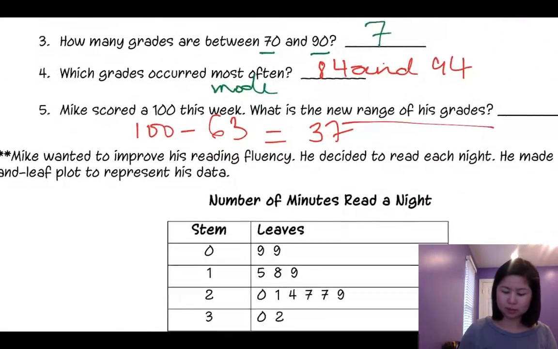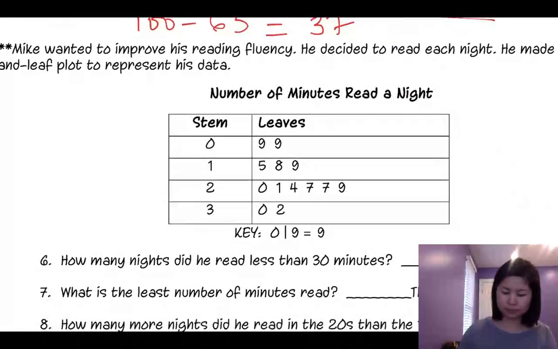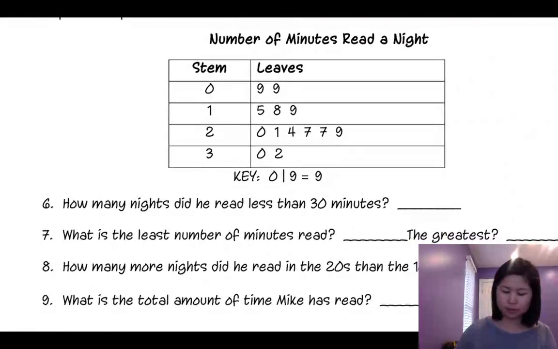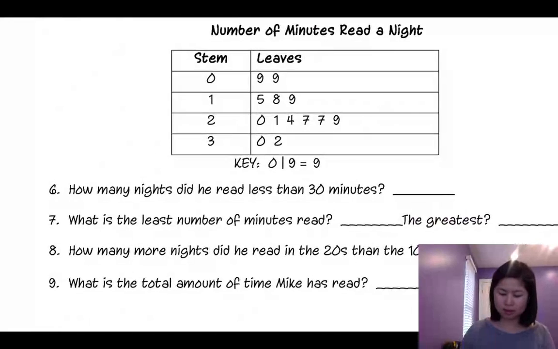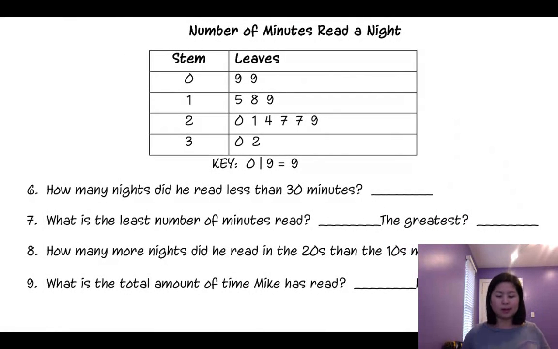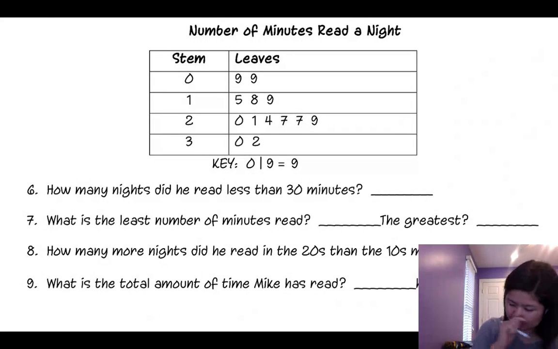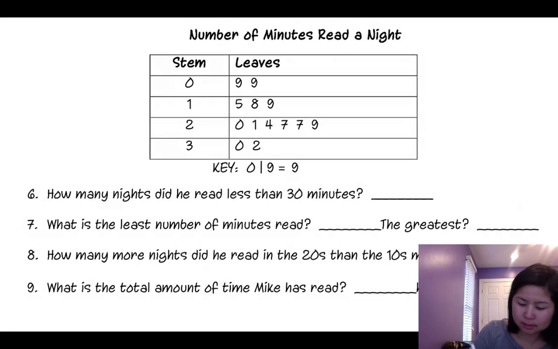Okay, so let's use this one. We're going to practice answering questions again, okay? So this is the number of minutes read per night. So we have the stems. The stem represents the minutes. So this is the tens. This one is in the tens split, and this one is in the ones, okay?